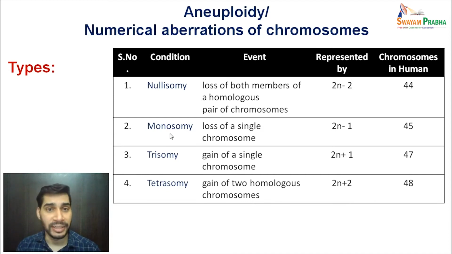It can be a monosomic condition where there is a loss of a single chromosome. So it is represented as 2n minus 1, which means in humans it will be a 45 chromosome individual if it is monosomic. In case of trisomy, there is a gain of a single chromosome and thus it is represented as 2n plus 1, and hence in humans it will have 47 chromosomes if it is a trisomic individual. Same if it is tetrasomy, it will be a gain of 2 homologous chromosomes represented by 2n plus 2, and hence 48 chromosomes. As you can see, there are contrasting pairs: nullisomy versus tetrasomy, or monosomy versus trisomy.